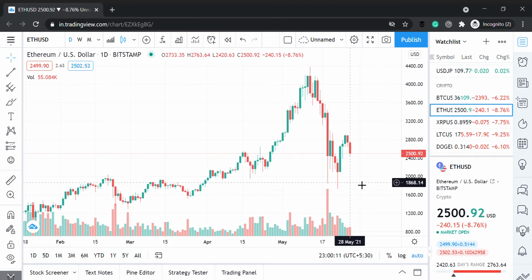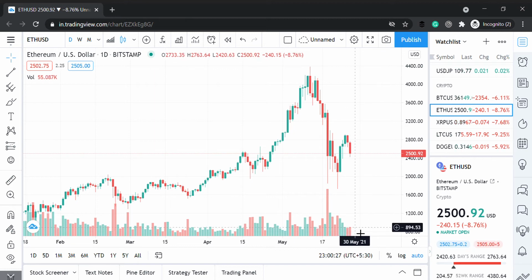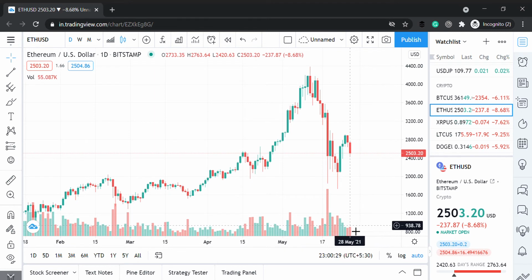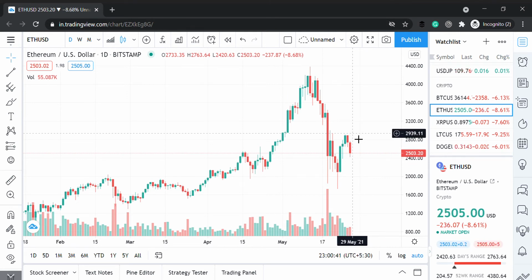chart, and right now this is a daily chart wherein we can see that Ethereum is in a downtrend with some volumes, because the volume here is greater than the previous candle, or you can say today's volumes are greater than yesterday's volume, and the price is also correcting by somewhat like 8.68%. So it's quite a healthy correction, we can say, in this Ethereum.